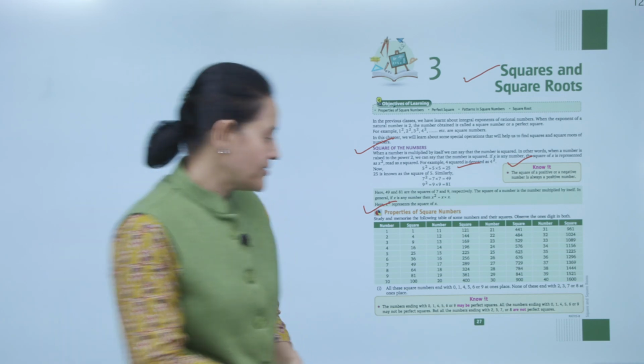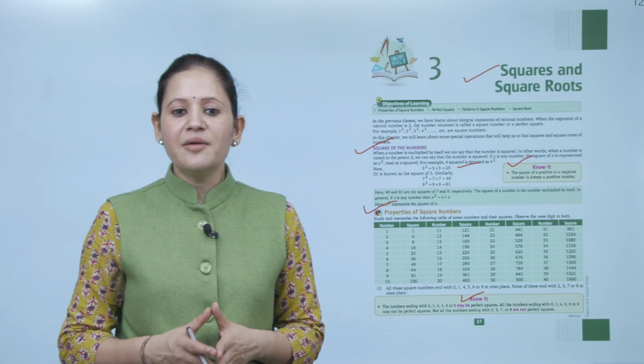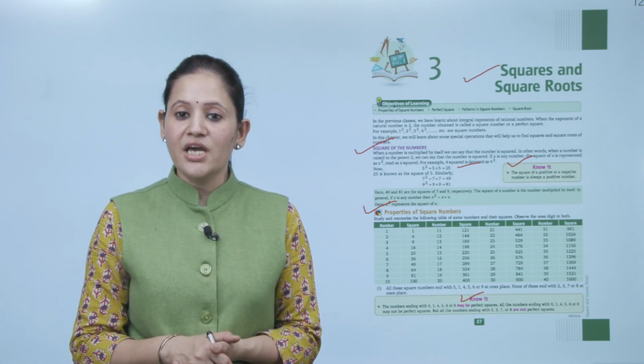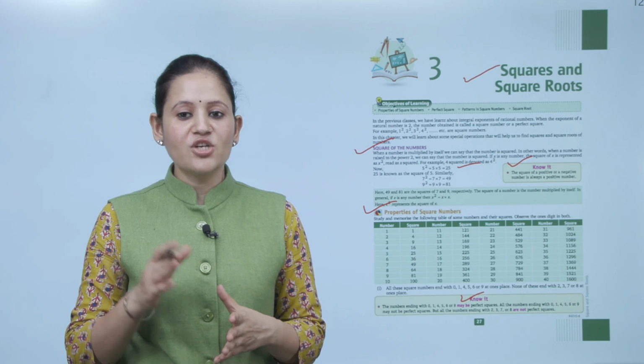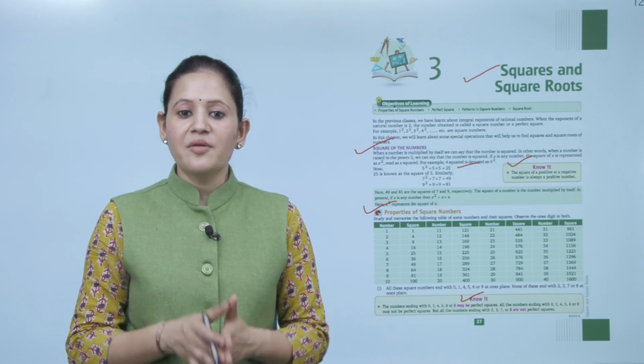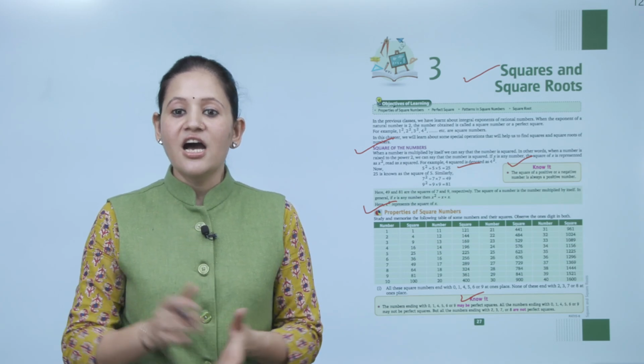Next is know it. The number ending with 0, 1, 4, 5, 6, 9 may be a perfect square. All the numbers ending with 0, 1, 4, 5, 6, 9 may not be perfect squares. But all the numbers ending with 2, 3, 7 or 8 are not perfect squares.